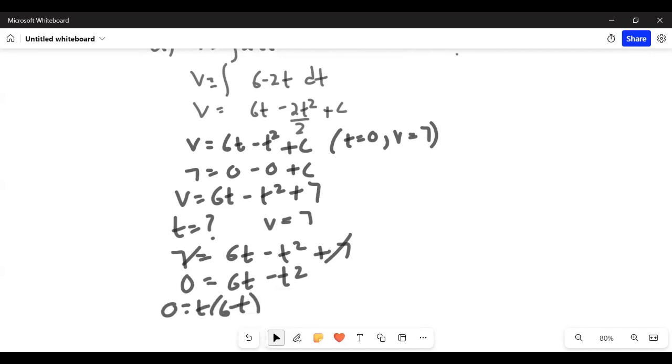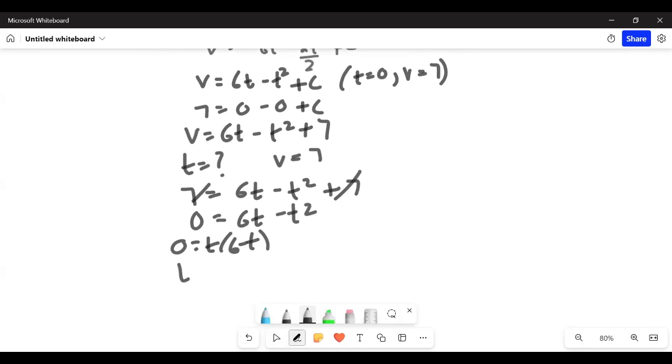So we're getting two answers for t. One is t is equals to 0. The other one is 6 minus t is equals to 0. So time is equals to 6 seconds.